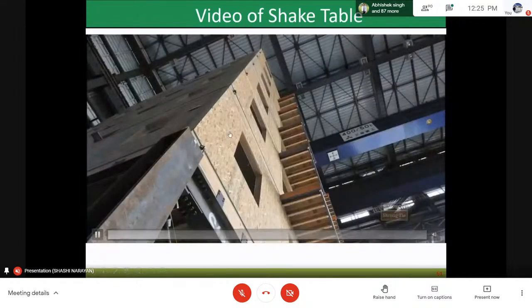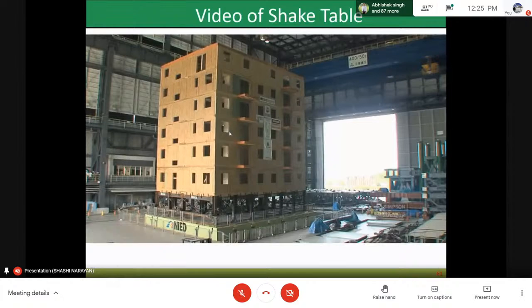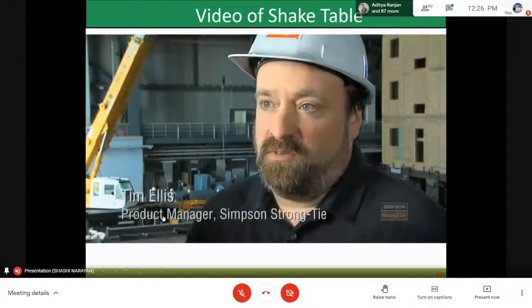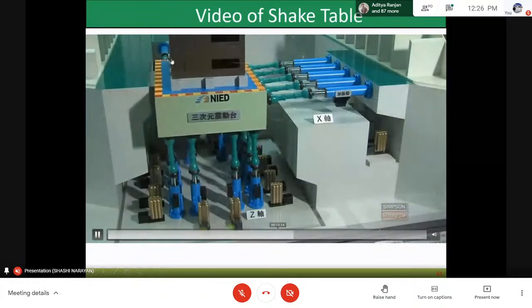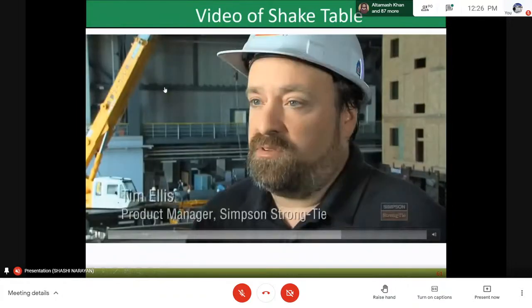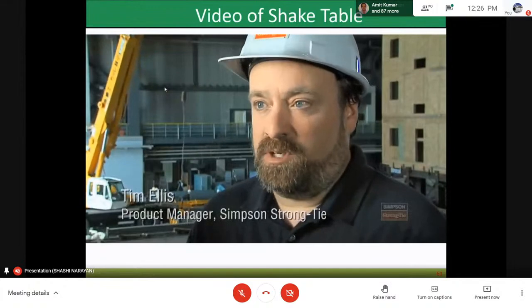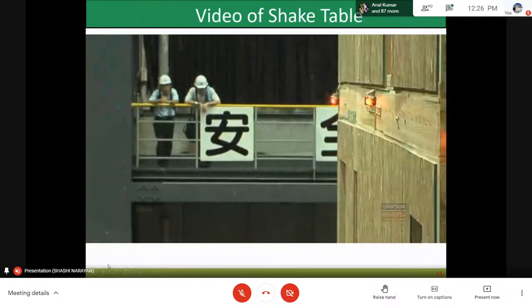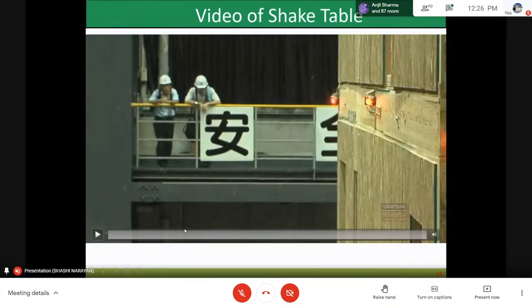This is the structure which is to be tested. This is the model. There is one motion in this direction, the other is in the vertical direction, and one is in the third direction. So all 3 axes can be modeled. Generally the earthquake contents are also 3 components. That is, you have acceleration in the X direction, acceleration in the Y direction, as well as acceleration in the Z direction. So the shake table test can be done for all 3 directions.